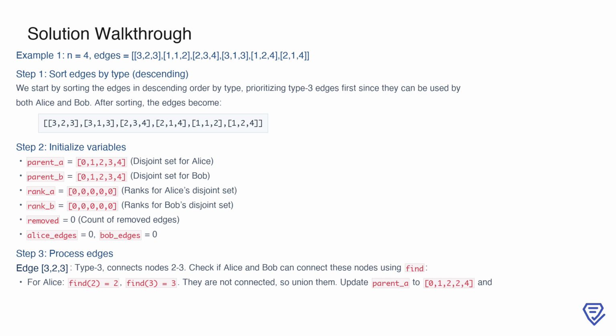Next, we initialize the variables for tracking the disjoint sets and their ranks for both Alice and Bob. The parent_A and parent_B arrays represent the disjoint sets for Alice and Bob respectively, starting with each node as its own parent.